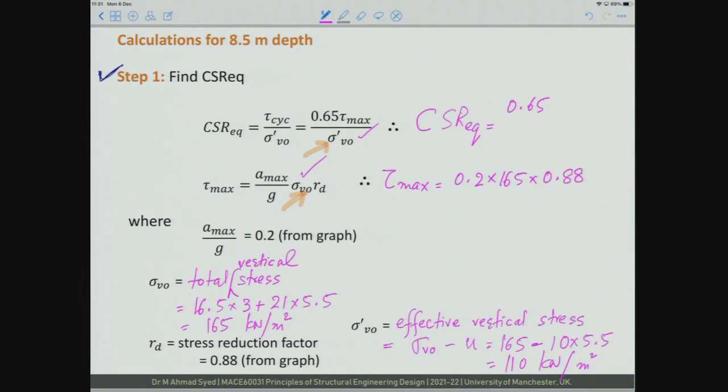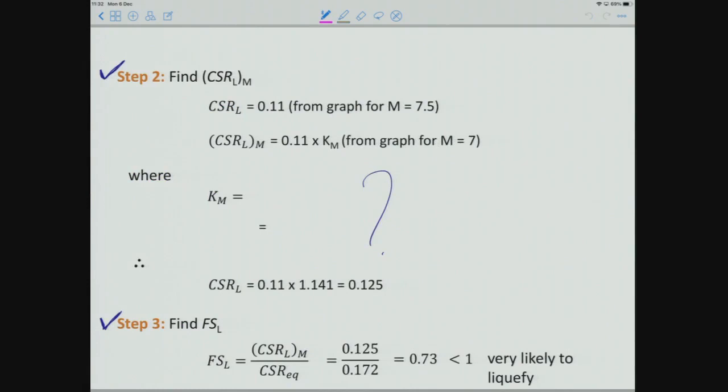And this comes out as 29.04 kilonewton per square meter. I put it back in this equation, 29.04 divided by sigma V naught prime, which is this one, and this is 0.172. It won't have any units because in the numerator you have stress and in the denominator you have stress, so of course it is just a number. So that is step 1. Now for step 2, you have to refer to the graph.